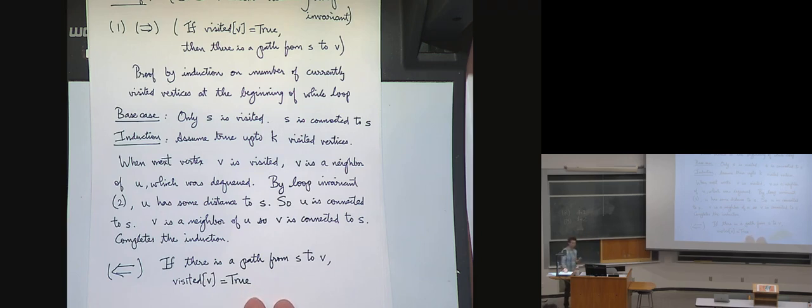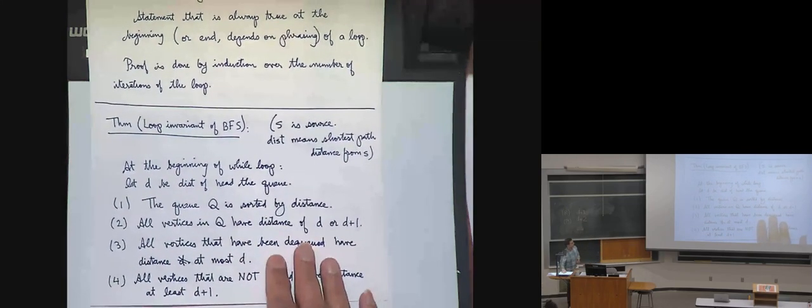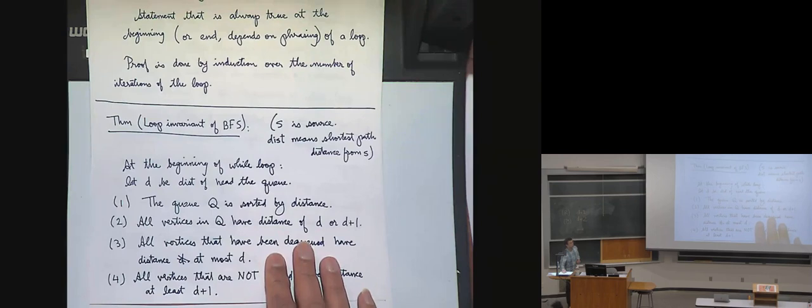If there is a path from S to V, so S is connected to V, then visited V is true. Yeah, you, behind. The second argument of the loop invariant. It says that we don't cancel anything. But we said that visited is false by default if there is no path from S to V.